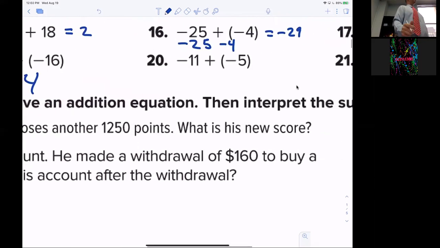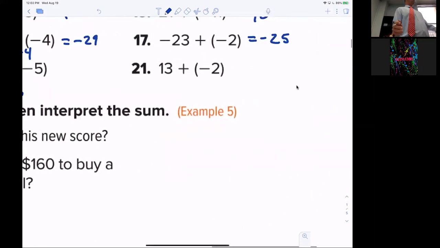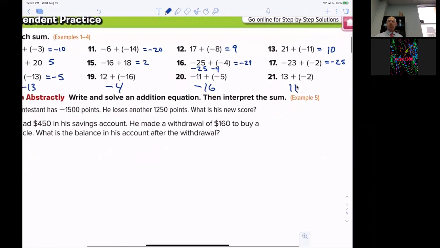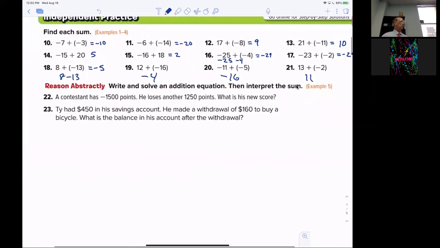Number 20. Negative 16. You are amazing. Negative 16. And 21, back over here. 11. We are brilliant. There's no doubt about it. I'm going to go down right now after this class and tell Miss Puega what a great job she did with you guys.